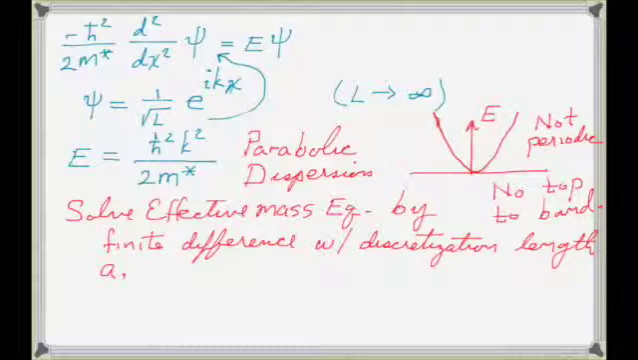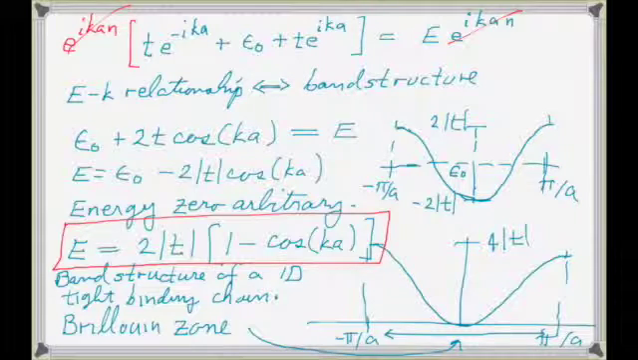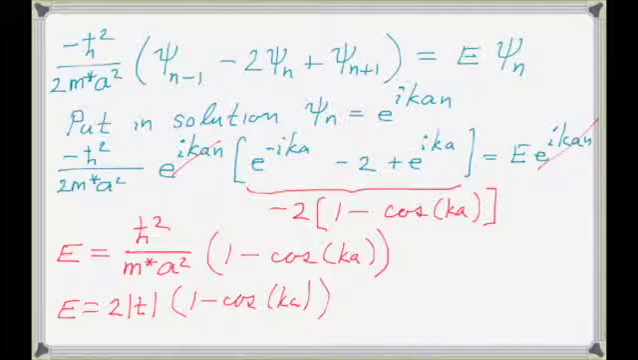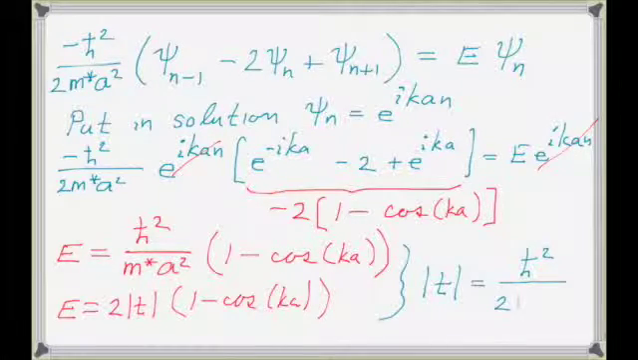And if you compare this expression to the one we got from our tight binding model, we had there that E was 2 magnitude T times 1 minus cosine Ka. So the form is identical, and this allows us to make the connection between these two models. Just comparing and setting equivalent, it means that my T is equal to h bar squared over 2 m star a squared, which makes the connection between the two models.